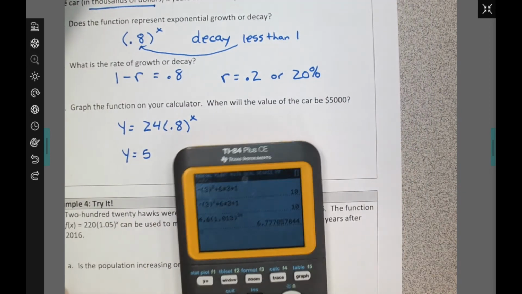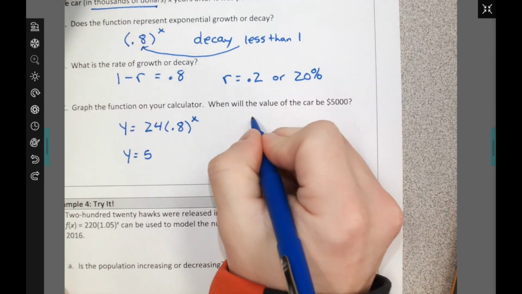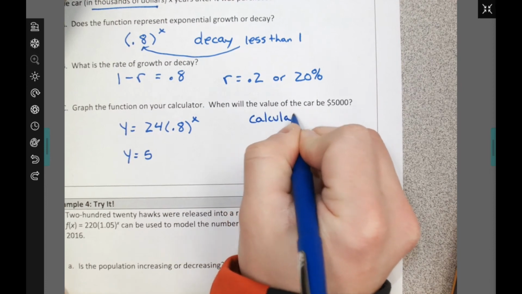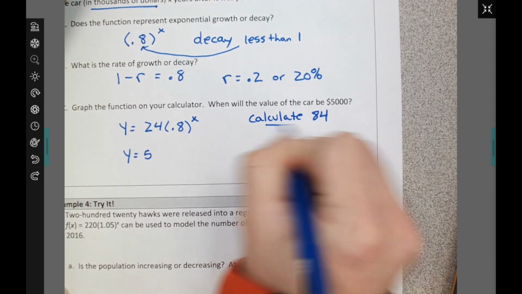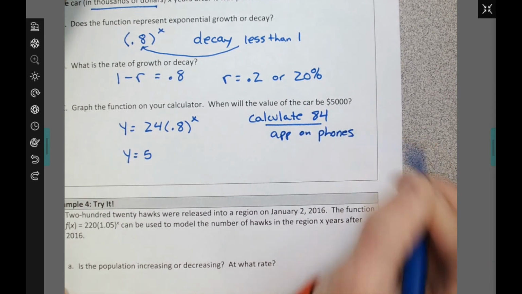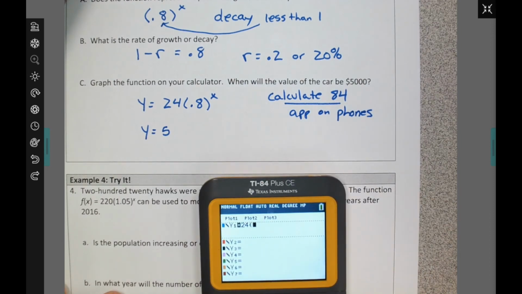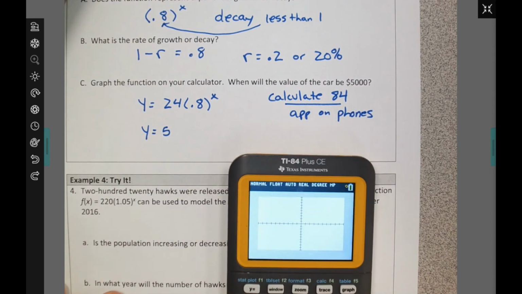From here, on the graphing calculator, you can go ahead and graph it. Remember, on your phones, the app that you could use is Calculate 84. So that's the app on the phones. Or you could find another resource online to graph them. But you need to graph both these lines. So I'm going to have 24 parentheses 0.8 to the x, and the other one I'm graphing is y equals 5. I go ahead and graph both lines, and let's see if they even show up. Yeah, they both show up.